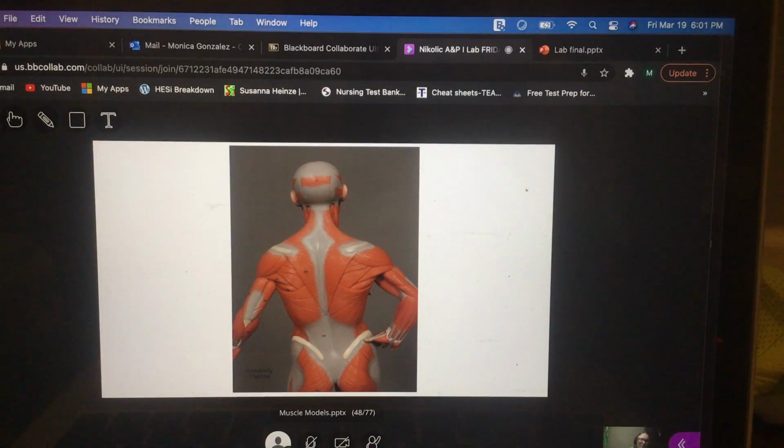Lateral head of the triceps brachii, yes. Long head of the triceps brachii, yes. Medial head, peekaboo. Medial head of the triceps brachii, yes.